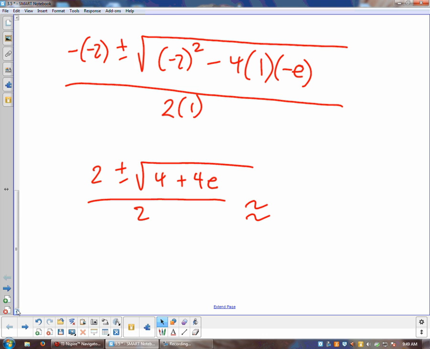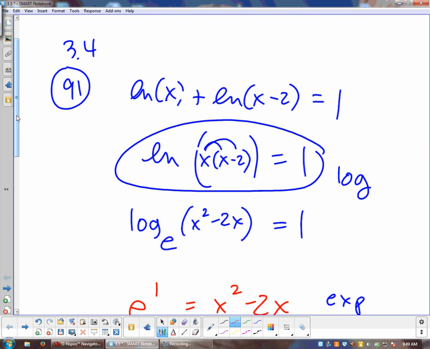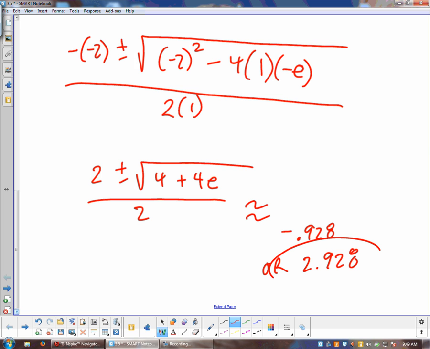Did anybody do that? Negative 0.928 or 2.928. Okay, so if those are our two answers, are they both okay? Can we use both of them in the original? No, why not? I can't take the log of a negative number, so we cannot use that first negative one because then we're going to be undefined with those logarithms. But the second one is okay, so this is going to be our solution here. That one's going to be extraneous.